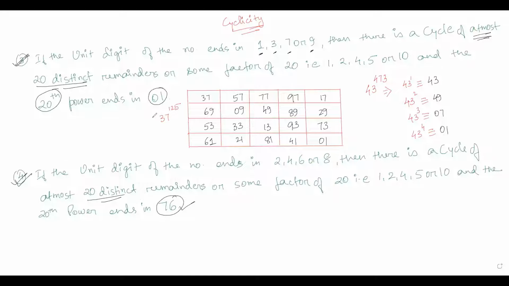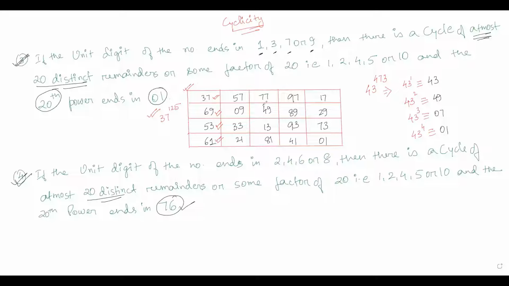Now, let us take some examples to understand this in a clearer way. Suppose I have this number 37 raised to the power 125 and I want to find the last two digits of this number. Here I have tabulated the last two digits of the higher powers of 37. For example, 37 raised to power 1 will give us the last two digits as 37. 37 raised to power 2 will give us 69. 37 raised to power 3 will give us 53. 37 raised to power 4 will give us 61, and so on.